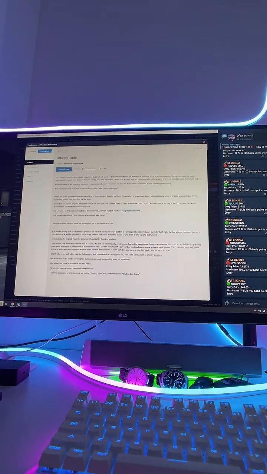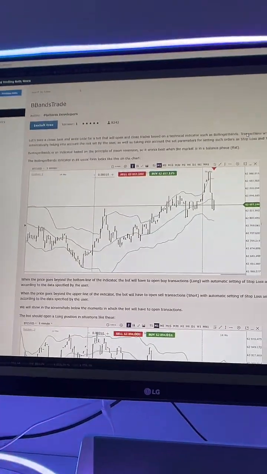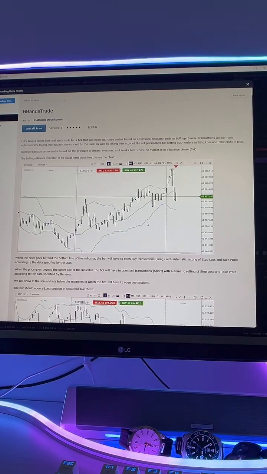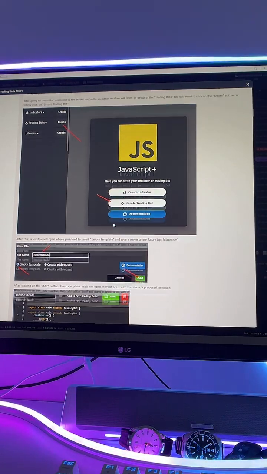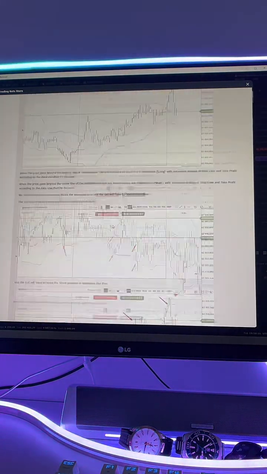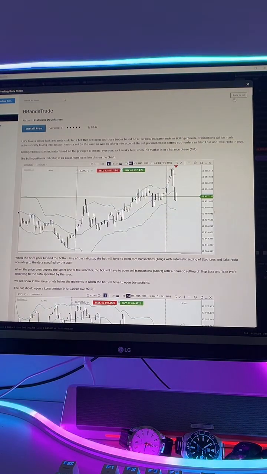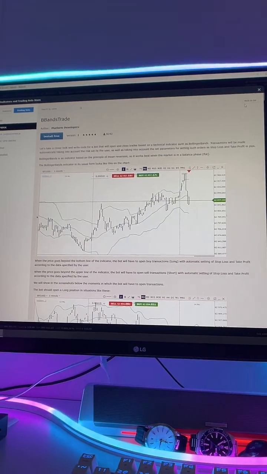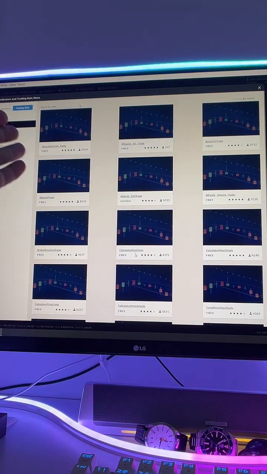Let's click another one, B-Bands Trade. And basically, this is going to show you what this bot is going to do. It's going to be based on the Bollinger Bands indicator, and it shows you how to add it to your chart right here. And you can do this without knowing how to code. And this is the only platform that I've seen that has built-in bots that you can add to your chart.